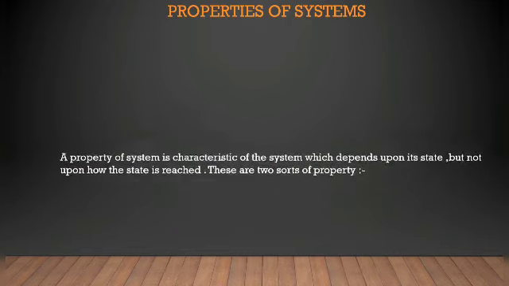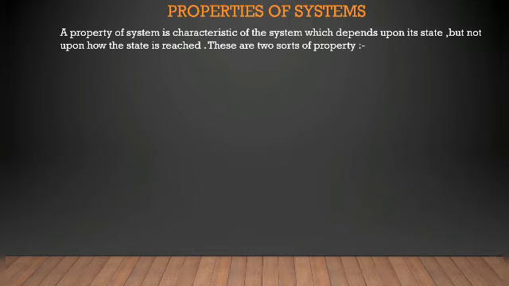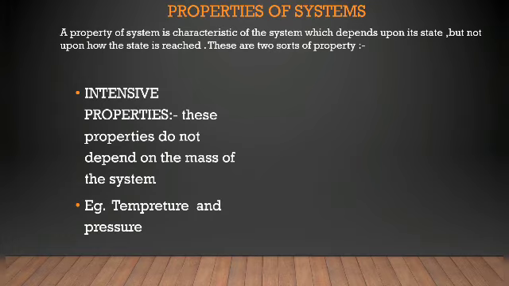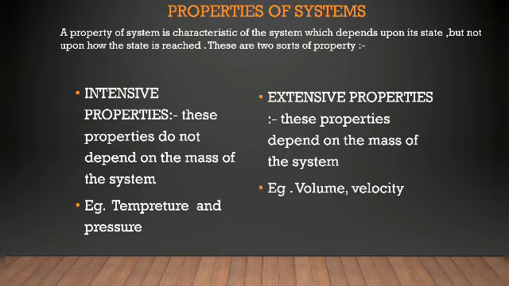Now we see the properties of the system. A property of the system is a characteristic of the system which depends upon its state but not upon how the state is reached. There are two sorts of properties. First one is the intensive property. These properties do not depend on the mass of the system. Example, temperature and pressure. And extensive property: this property depends on the mass of the system. For example, volume and velocity.